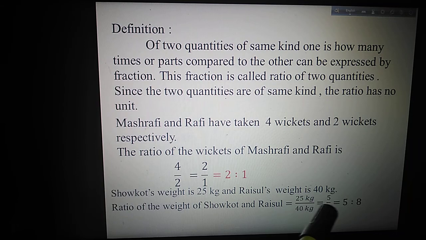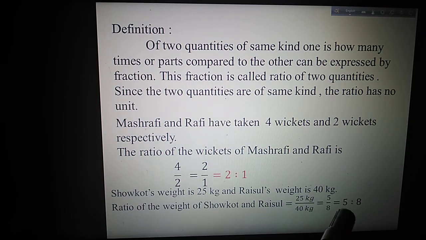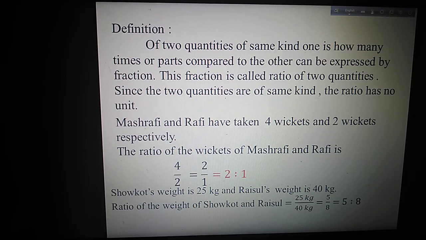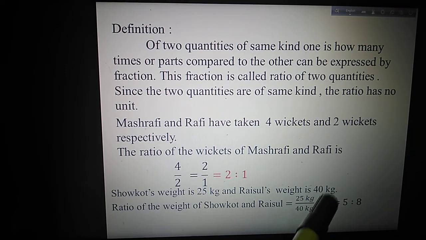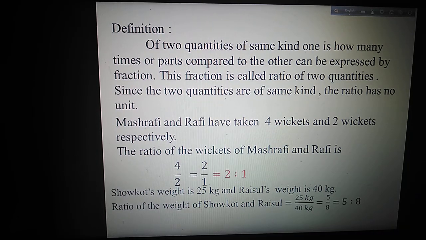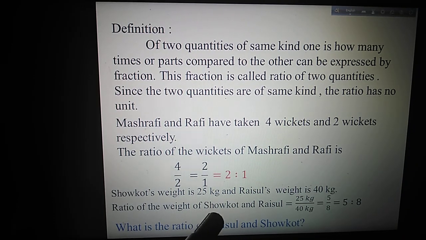Both are divisible by 5. 5 fives are 25, 8 fives are 40, and as a result kg and kg cancel, since it is a division of the same type of quantity. Okay, 5 by 8, and we can write it as 5:8. So a simple homework for you: find the ratio of Raisul and Shaukat. We found the ratio of the weight of Shaukat and Raisul. You have to find Raisul and Shaukat.